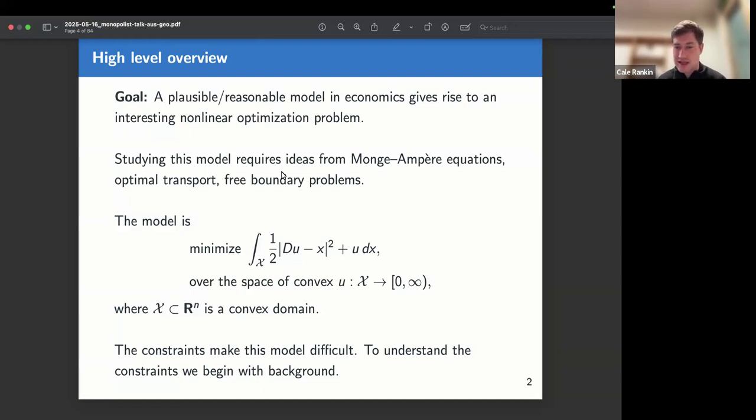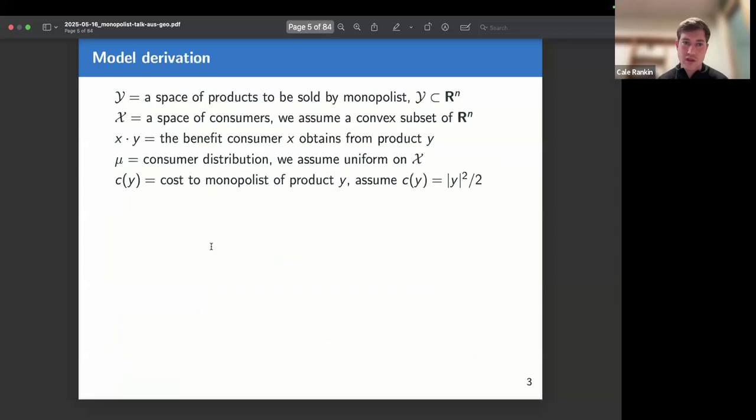And to understand where exactly those constraints come from, you've got to understand the derivation of this model. So I'm going to give you the economic derivation, and then we're going to switch back to just treating the mathematical properties of the model written there. So it's called the monopolist problem. A monopolist is a person who wants to sell products, but isn't competing with any other sellers.